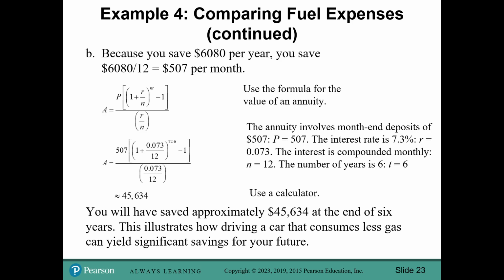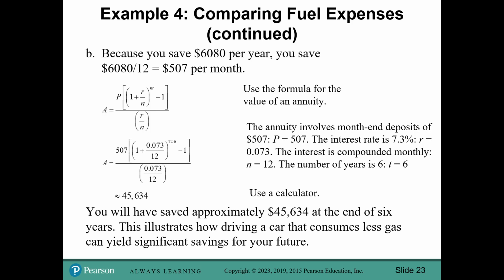Because we save $6,080 per year, and we're going to put it in this annuity that we talked about at the end of each month, we're basically going to have about $507 per month to put towards that annuity. That's how much money we're saving per month driving that hybrid versus driving that SUV. Okay, just because of the vast difference in the amount of miles per gallon that we are doing.